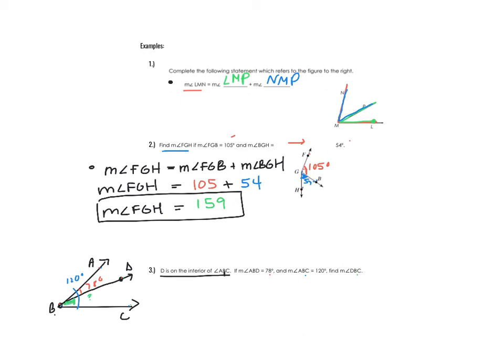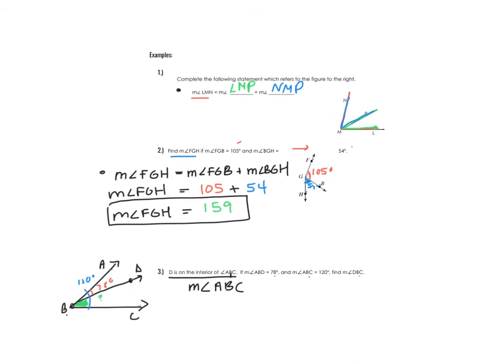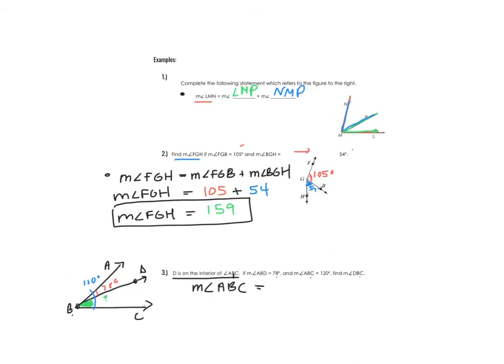So if we're going to find this angle here that I've colored in green, this is still the angle addition postulate. I can set it up in the symbolized format, and what that would look like would be that the whole angle, the measure of angle ABC, is equal to the part known as ABD plus the part known as DBC.